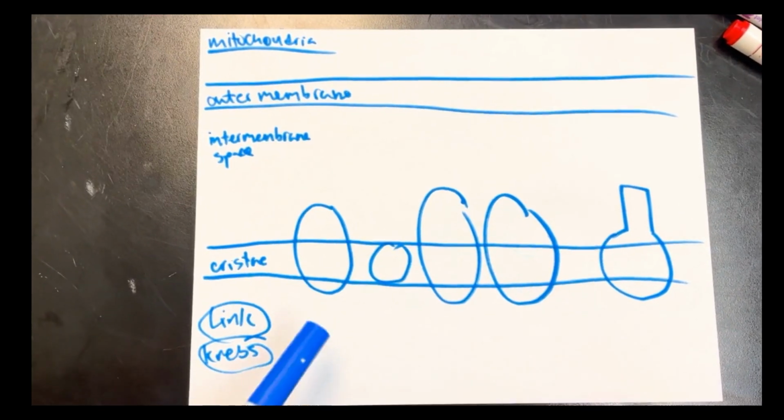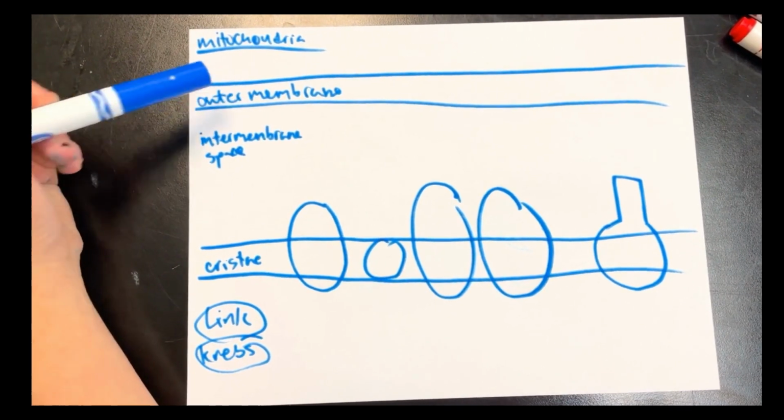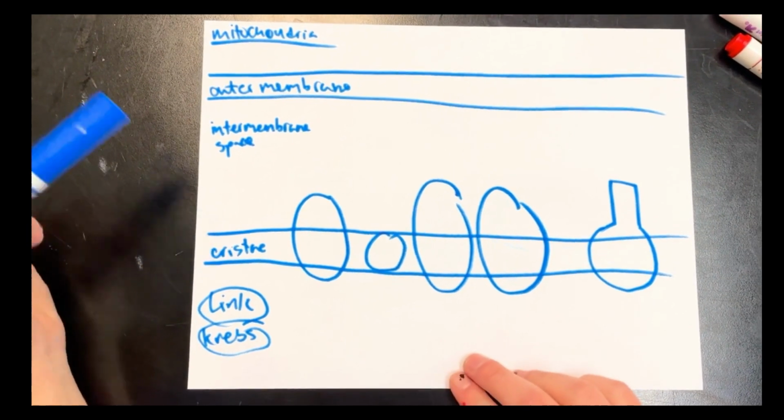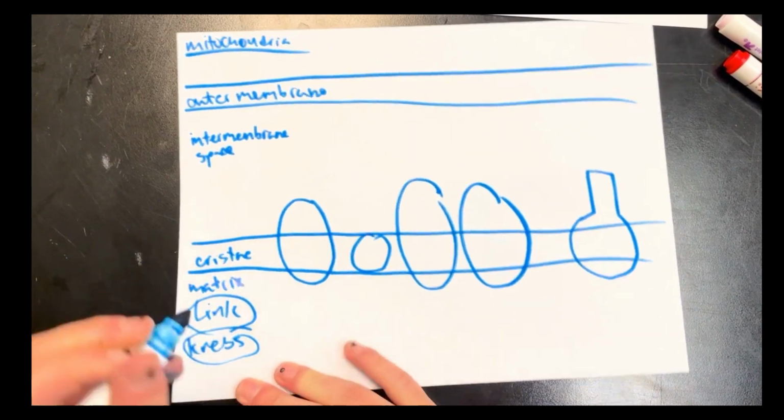So this is the mitochondria, and the mitochondria has an outer membrane, an intermembrane space, which is the space between the inner and outer membranes, and then this inner membrane, also called the cristae. And then basically, this is the matrix, which is like the cytoplasm of the mitochondria.